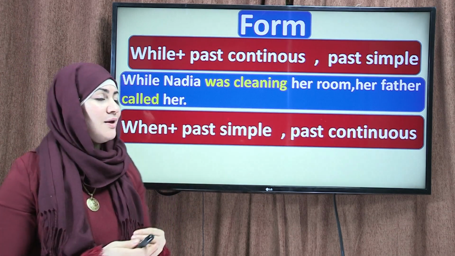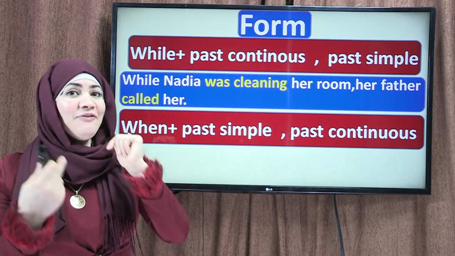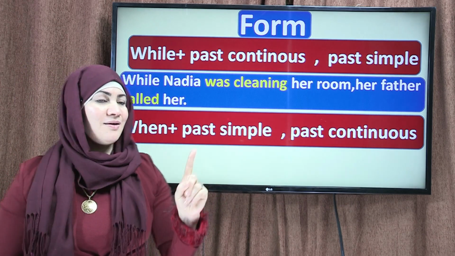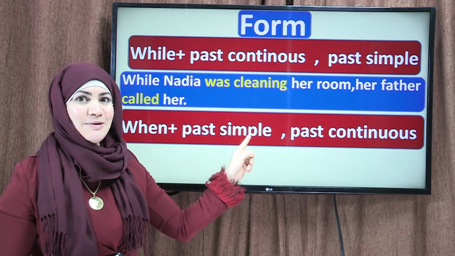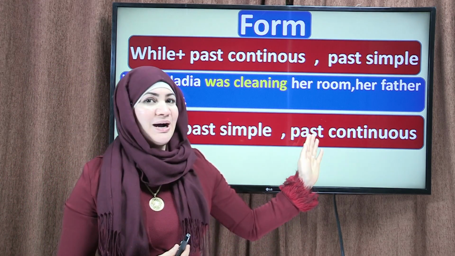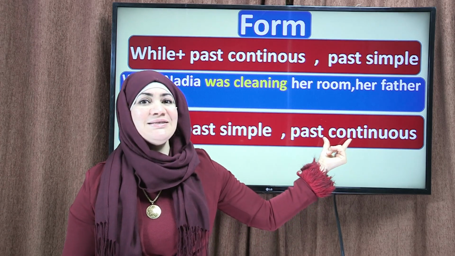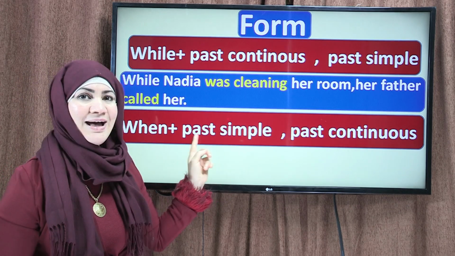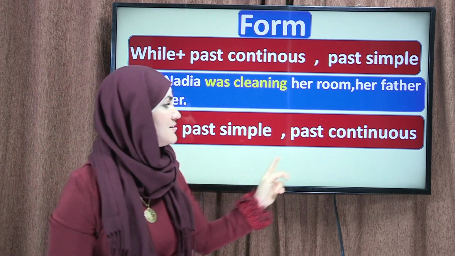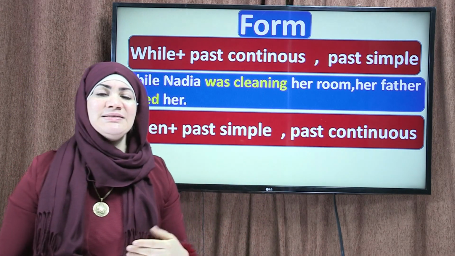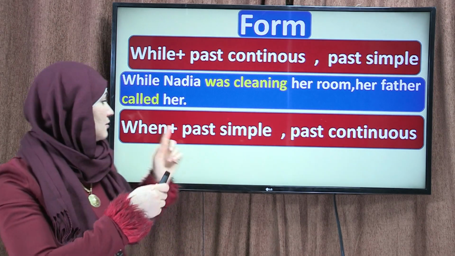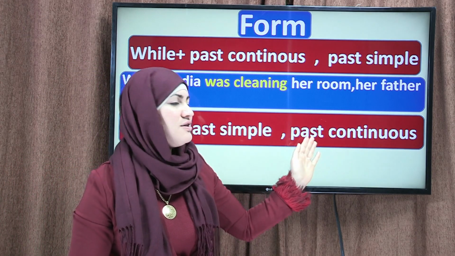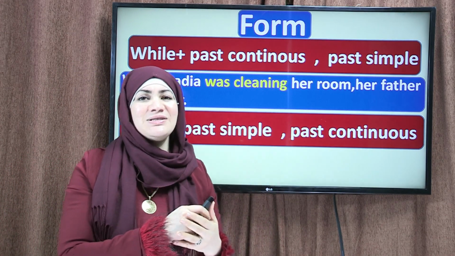with when. We have when. After when, the verb should be in past simple. When, past simple. The second part, past continuous. After when, we add past simple. And the second part should be in past continuous. بعد when يكون الفعل في الماضي البسيط. والجزء الثاني يكون في الماضي المستمر.